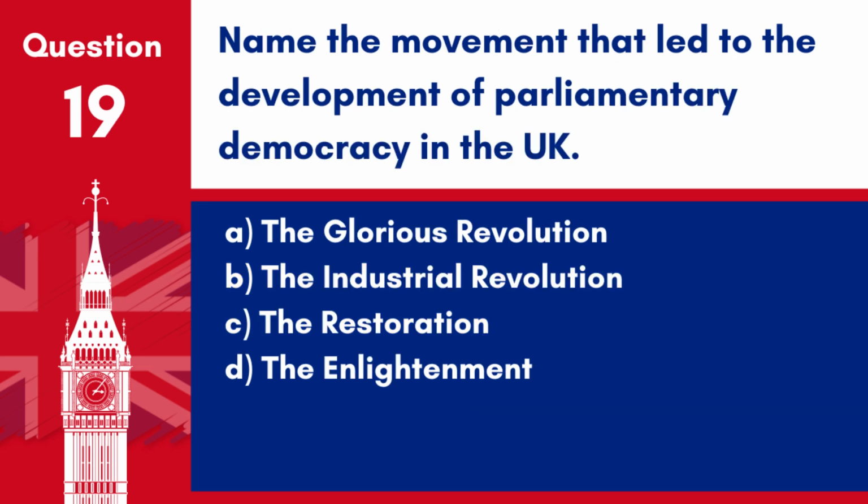Question 19. Name the movement that led to the development of parliamentary democracy in the UK. A. The Glorious Revolution. B. The Industrial Revolution. C. The Restoration. D. The Enlightenment. Answer: A. The Glorious Revolution. The Glorious Revolution of 1688 led to significant constitutional changes and the development of parliamentary democracy in the UK.